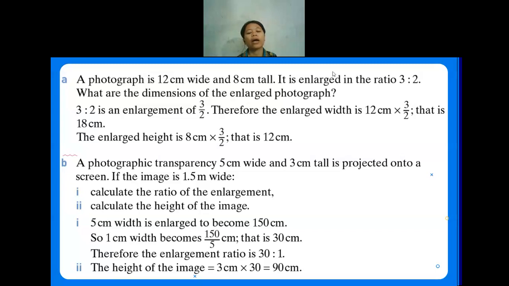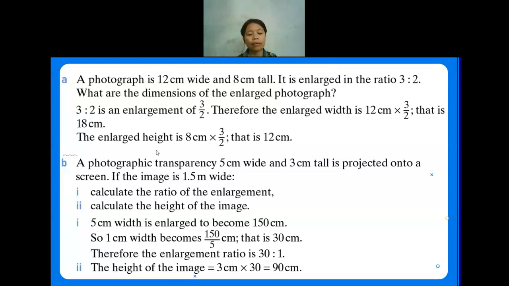If I have the height as 8 centimeters and I want to enlarge it by the ratio 3:2, to find it you do 8 times 3/2, which is equal to 12 centimeters. So now the dimension for the new enlargement will be 18 centimeters by 12 centimeters.